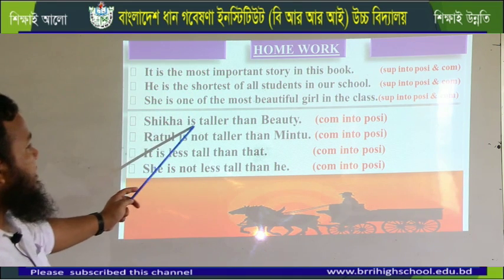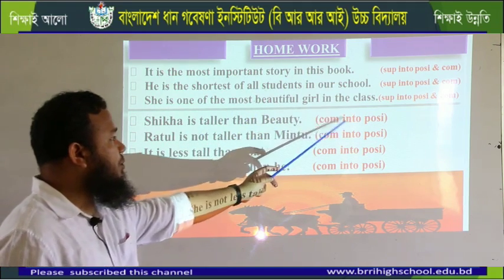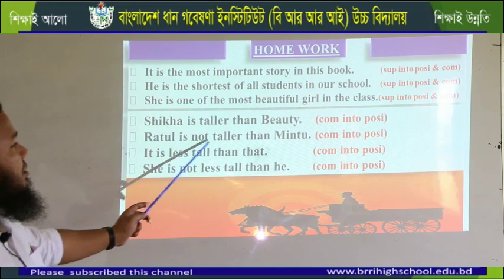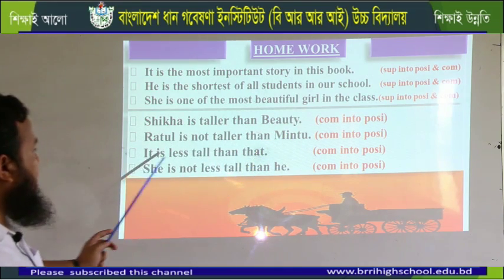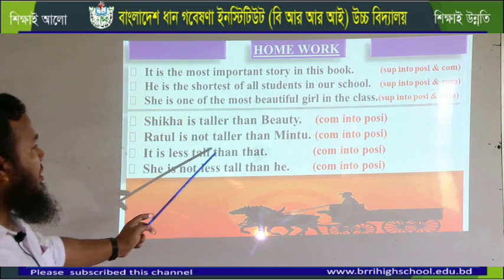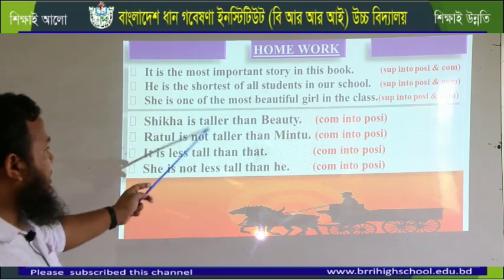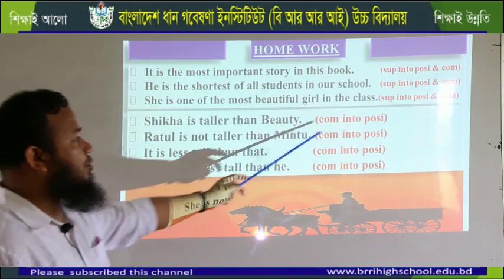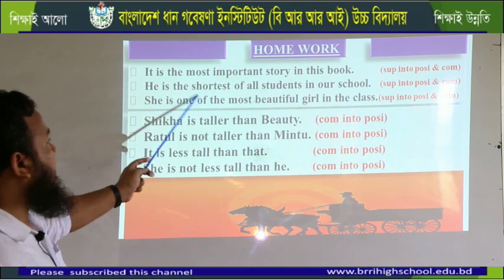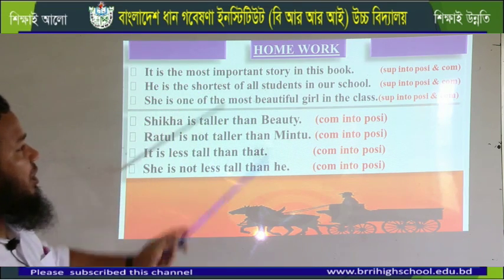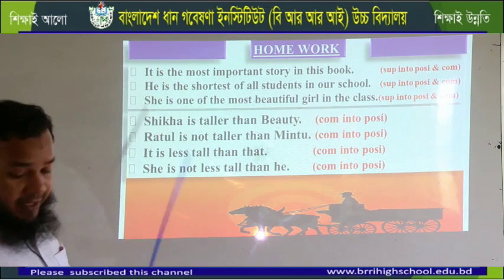Then, Shikha is taller than Beauty. This comparative sentence you have to transform into positive. Then, Ratul is not taller than Mintu. Then, comparative to positive, then it is less tall than that, and she is not less tall than he. All these four items should be transformed into positive sentences, since they are in the form of comparative, and these sentences are in the superlative form. You have to transform them into comparative and positive sentences.